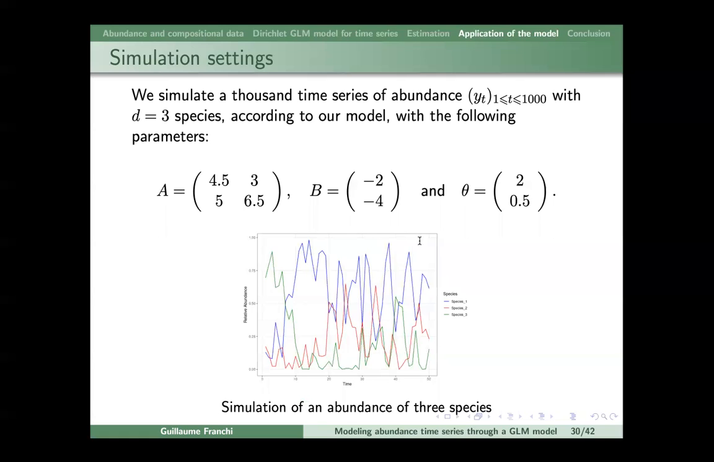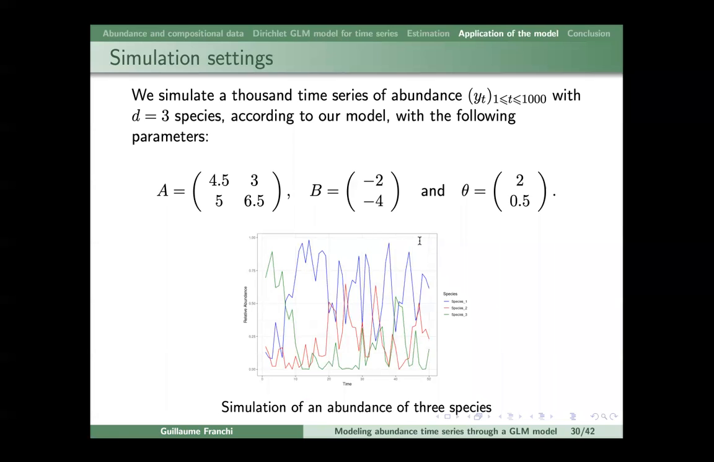Here is just a graphic of one trajectory over a long time. As you can see, there is a lot of variability here. The species in blue, which is the first species, oscillates a lot.